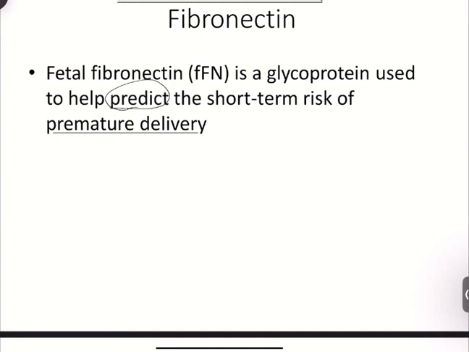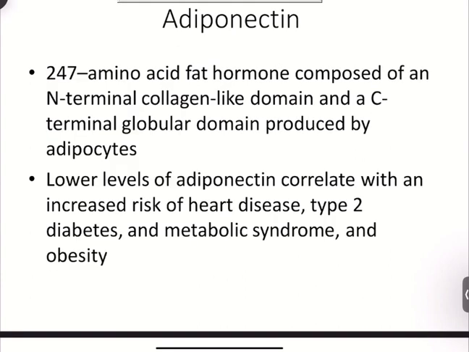Okay? Adiponectin is another protein, which is a 247 amino acid fat hormone composed of N-terminal collagen-like domain and C-terminal globular domain produced by your adipocytes. So mainly this adiponectin is combined with your adipocytes or your fat cells.